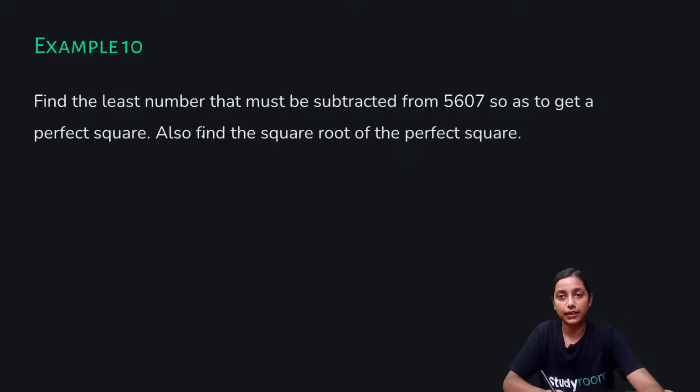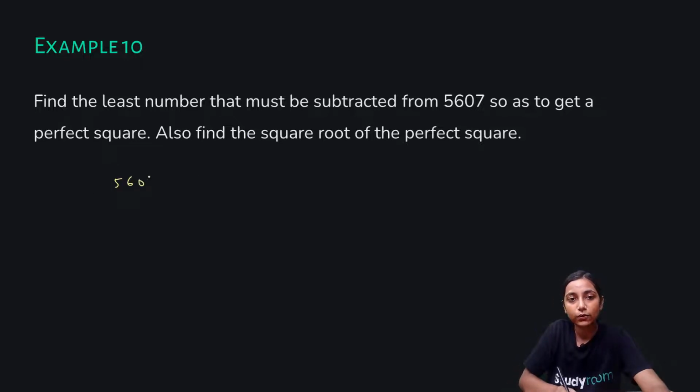Next example is a statement question. It's written that find the least number that must be subtracted from 5607 so as to get a perfect square. And the second part is also find the square root of the perfect square. So first of all, for this number, we have to find the least number that is to be subtracted from this 5607 number in order to get a perfect square. So that means this is not a perfect square. We need to subtract a number, and that should be the least number from this in order to get a perfect square. So for such questions, we use the method of long division.